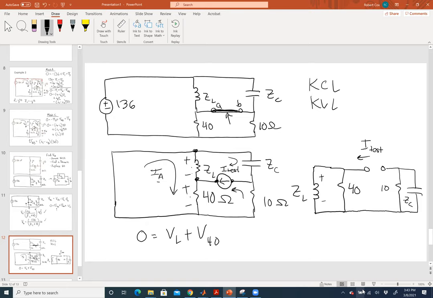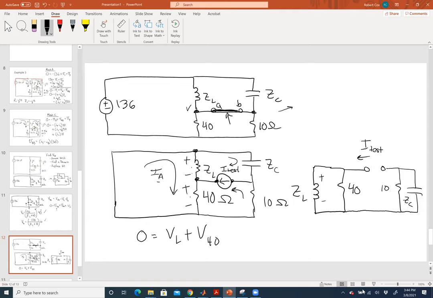If I wanted to find the short circuit current, I put a short between A and B. What I would probably do is try to do a mesh. Mesh or nodal is probably what I would try. What's tricky about this one in particular is that, you're right, ZL and ZC are in parallel, and 40 and 10 are in parallel. If you do that combination with the parallelness, you're going to find a voltage here.